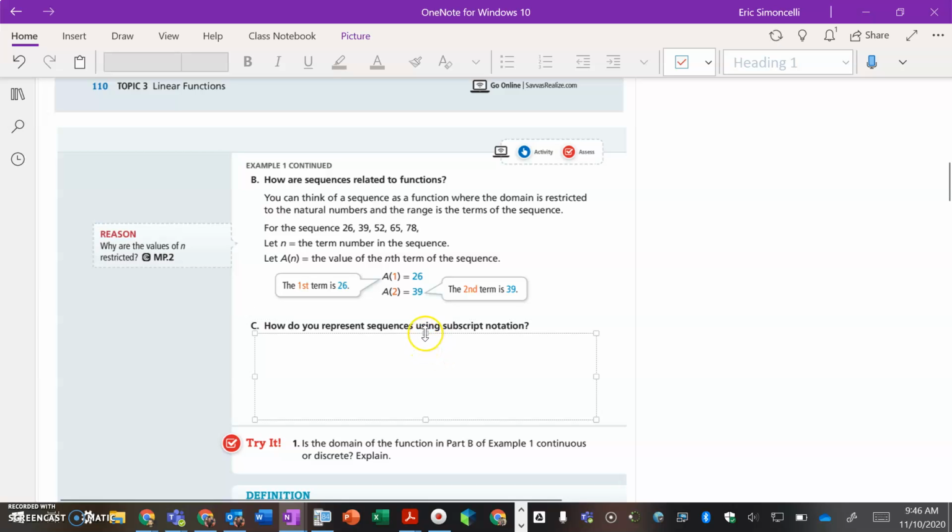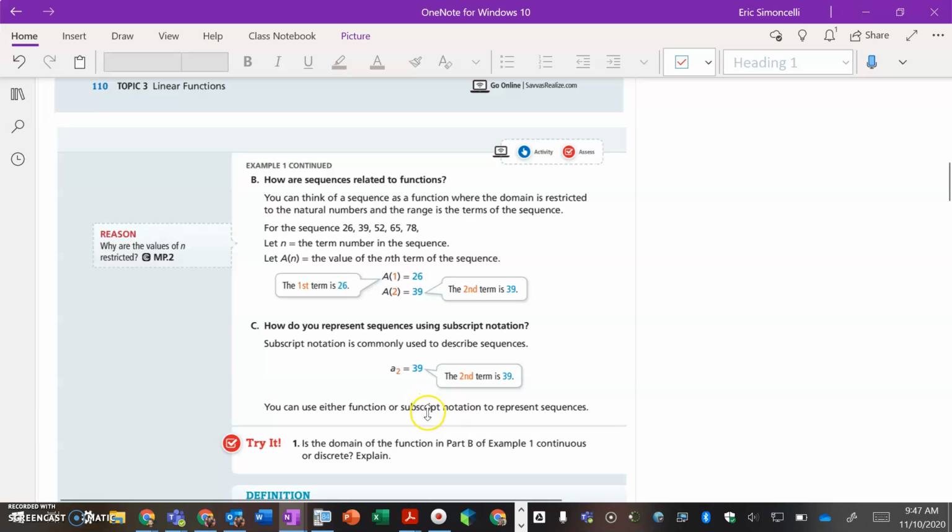How do you represent sequences using subscript notation? Well, subscript notation is commonly used to describe sequences. So a sub 2 is equal to 39. The second term again is 39. You could also say a of 2 is equal to 39, but subscript is more typical when we denote what a sequence term happens to be. a sub 2, the second term, is 39. You can either use function or subscript notation to represent sequences.